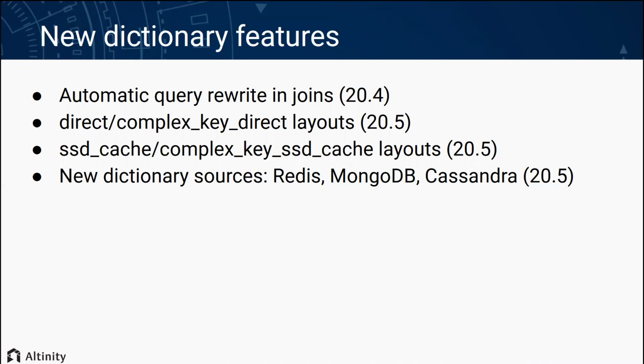Next, I will talk a bit about new layouts, the direct and SSD cache, which have been added in 20.5, so you can use them already. And they are especially interesting when used together with dictionary sources for key-value databases like Redis, MongoDB, and Cassandra. And Cassandra has been added in 20.5 as well. Next slide.